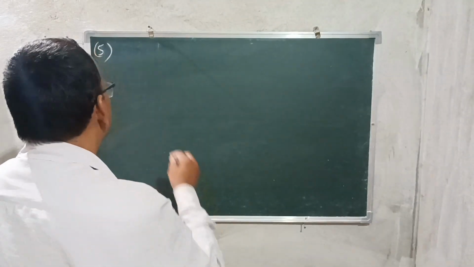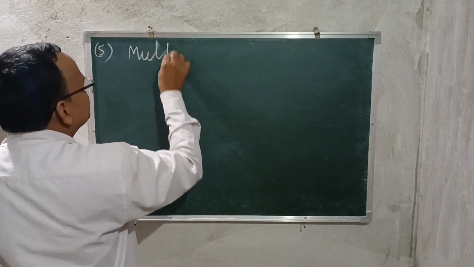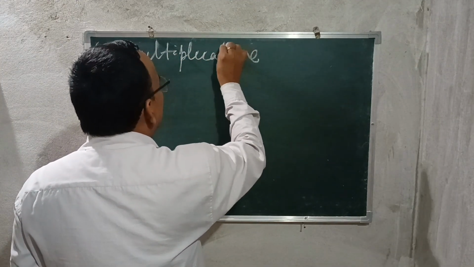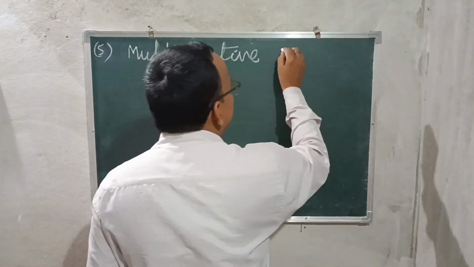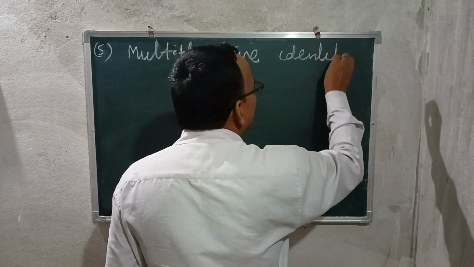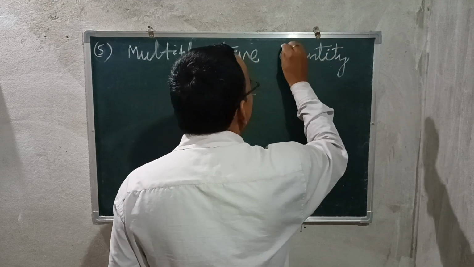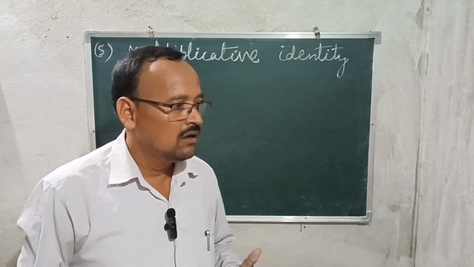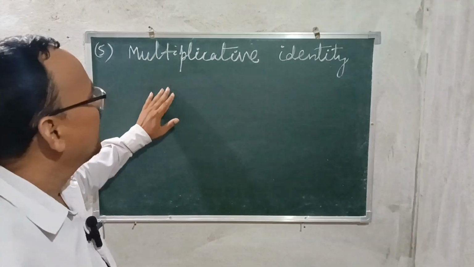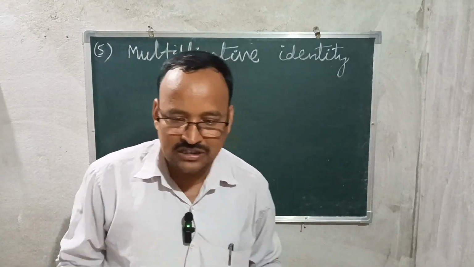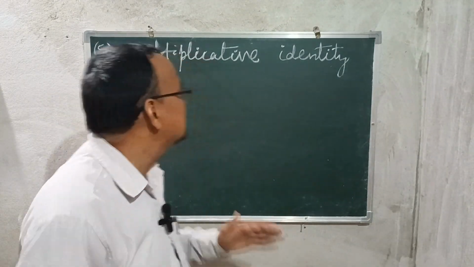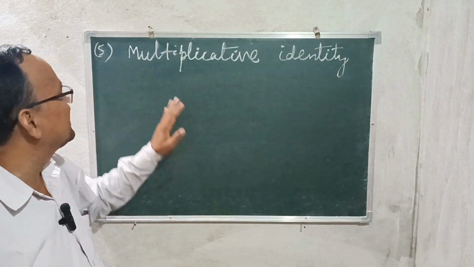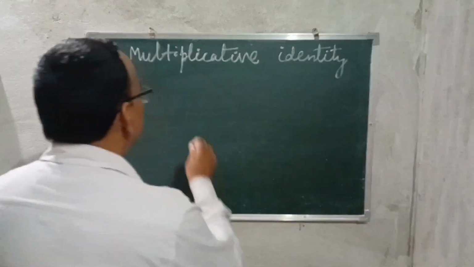Then number 5: what is the existence of the multiplicative identity? In the video of the first part, we discussed the additive identity, and 0 is the additive identity, but this is the multiplicative identity. Which number is the multiplicative identity, and how can we know about that multiplicative identity?